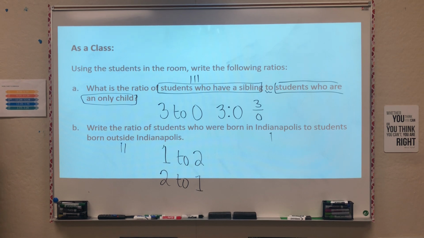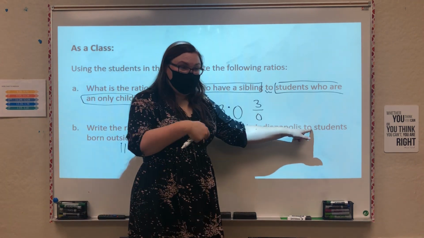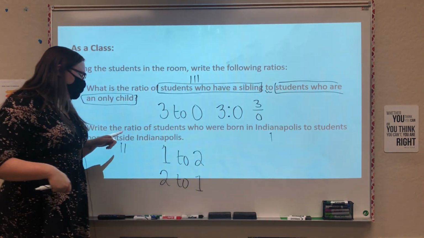Does the order matter in writing the ratio of students? Or is it just the beginning of the sentence? It's asking Indianapolis first, then outside Indianapolis. So Carlos is going back to the sentence. It's saying Indianapolis first, outside Indianapolis second.